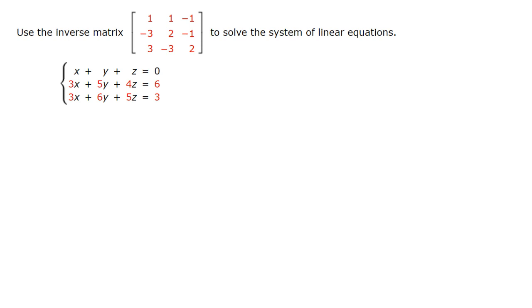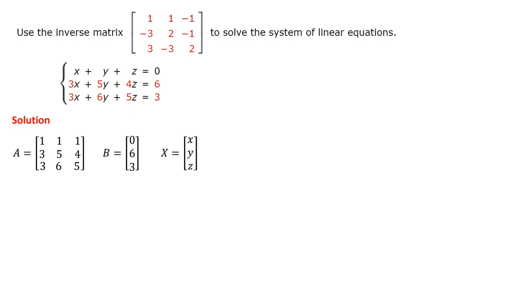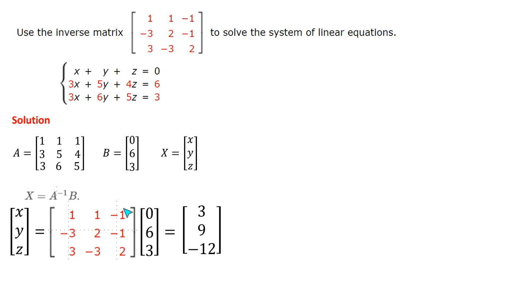Okay, so now for this one, you have a system. And the good thing is they give us the inverse, so we don't have to find it. So here's my A. It's going to be all the coefficients. So we have 1 1 1, 3 5 4, and 3 6 5. B is 0 6 3. Since they give me the inverse, I'm going to just write my inverse here, times 0 6 3.